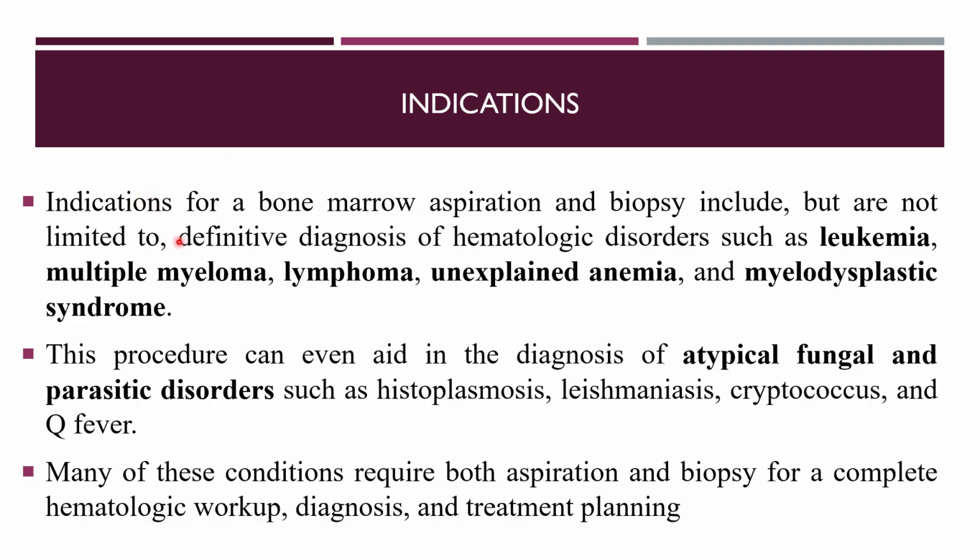Using bone marrow aspiration, we can diagnose a few hematological disorders like leukemia, multiple myeloma, lymphoma, unexplained anemia, and myelodysplastic syndrome. These conditions we can diagnose with very high accuracy. We can also diagnose atypical fungal and parasitic disorders such as histoplasmosis, leishmaniasis, cryptococcus, and Q fever.